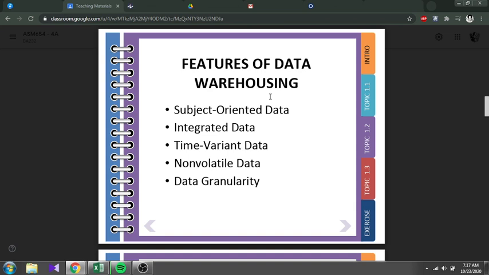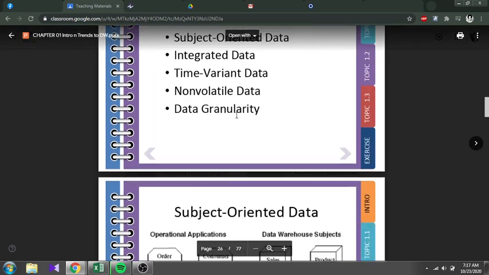And data granularity. I also heard this term for the first time. But data granularity is about the level of the data, the access from different types of people. No worries, we go one by one.